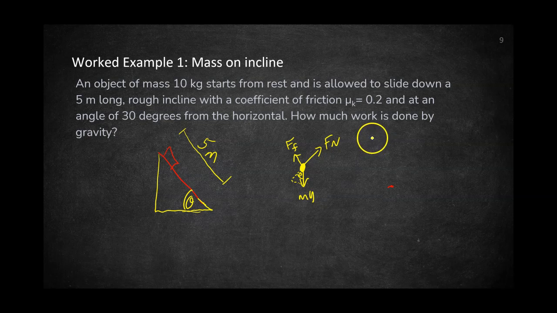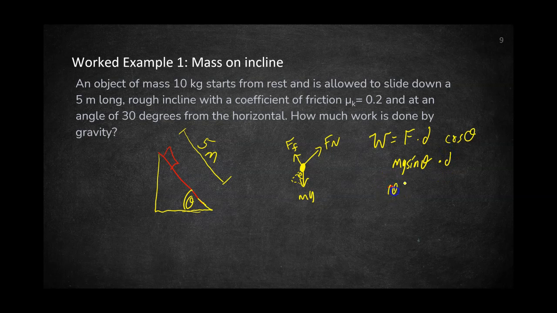How much work is done by gravity? Work equals force times displacement times the cosine of the angle between the two. So we know that gravity acts down. When we're dealing with work, we can look at the parallel component of your force, which is going to be mg sine theta. That's the little piece of gravity, the fraction of gravity that's causing it to slide down the ramp to begin with. And then we can multiply that by our displacement.